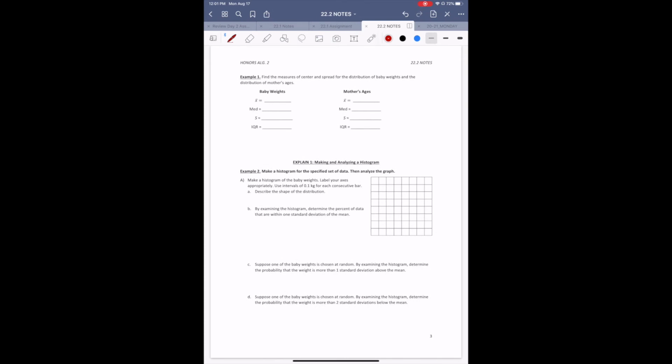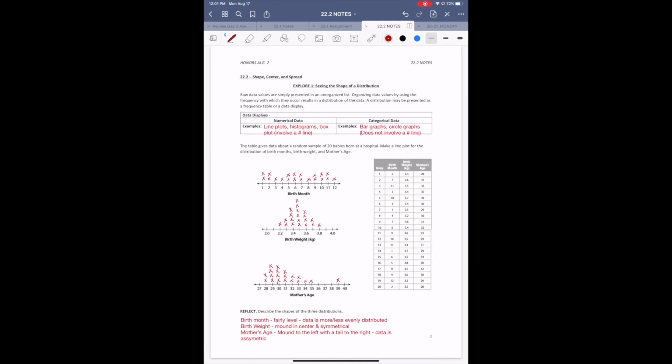Now, in this example, we are going to find the measures of center and spread for the distribution of baby weights and the distribution of the mother's ages. I'm going to go ahead and do the baby weights and walk you through this. We are looking at this data here, baby weights, the center column. If you have to write them down or if you need to hit the pause button to enter them into your calculators, go ahead and do that.